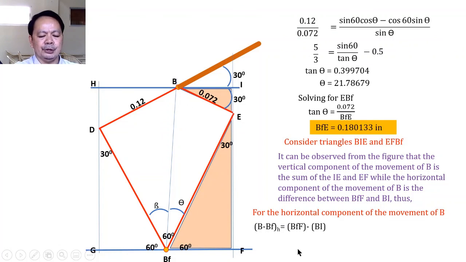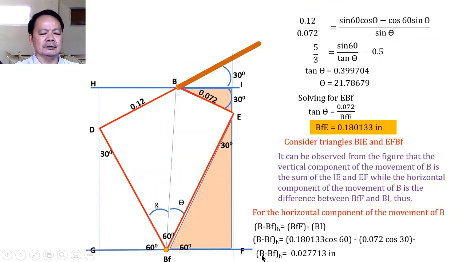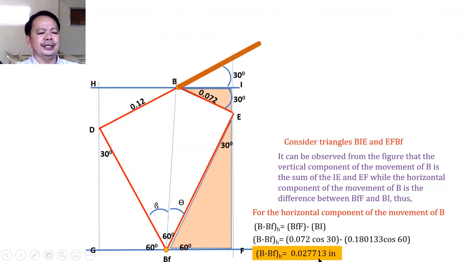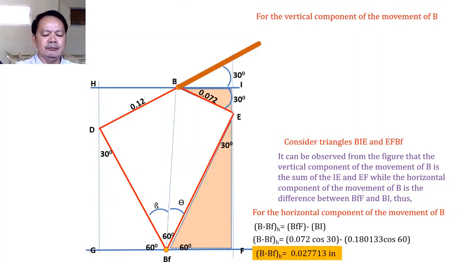And that will be equal to this distance multiplied by the cosine of 60 minus 0.072 cosine of 30. So if this will be substituted and simplified, you can solve for the horizontal component to be 0.027713. Similarly, if you are to solve for the vertical component of that movement of B, you will expect that it is the sum of IE and EF.